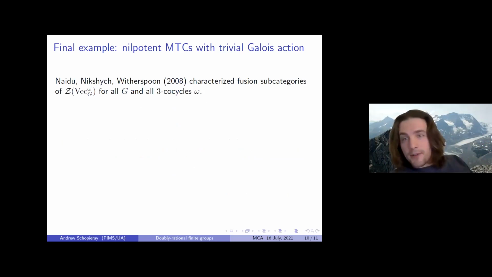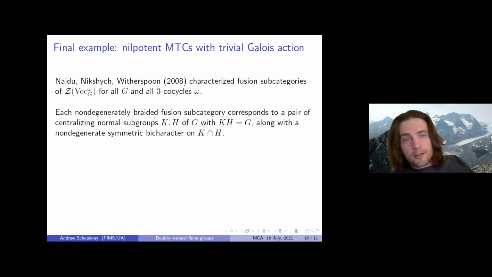subcategories of twisted centers of finite groups for all G and all of these 3-cocycles omega, which came from the same time frame. And in particular, each non-degenerately braided fusion category, or modular subcategory, as we have in the case of the previous slides, corresponds to some subgroup data. So two mutually centralizing subgroups whose composite is the whole group, along with some non-degenerate symmetric bicharacter on their intersection. Okay? So it still is a lot of data, but it's very explicit in this case.